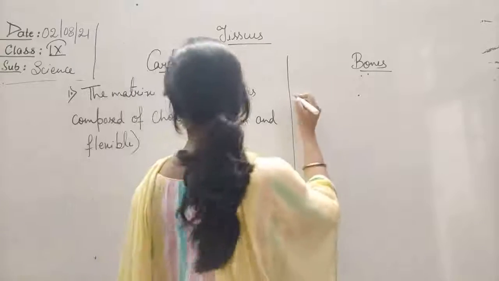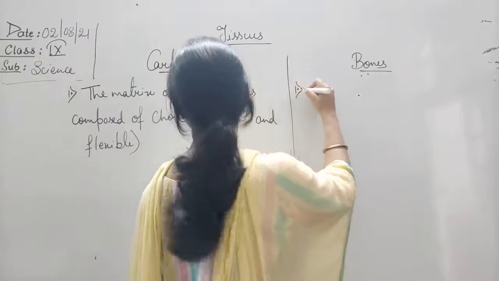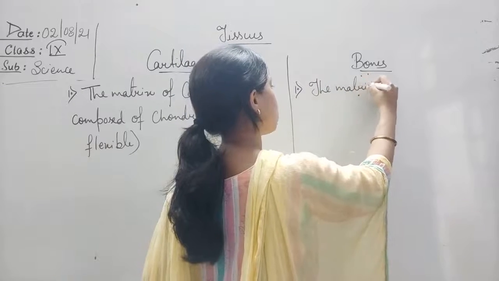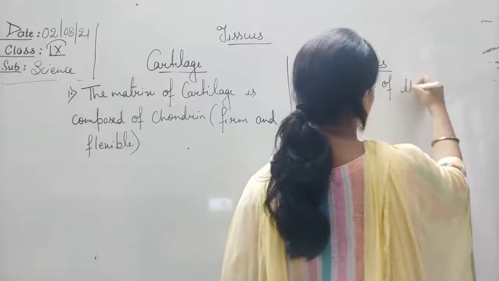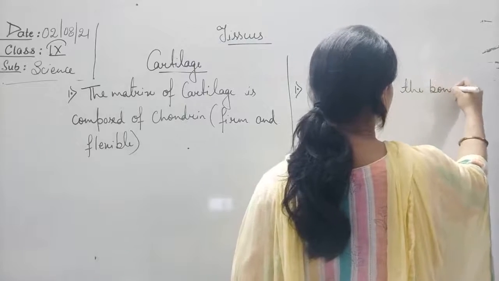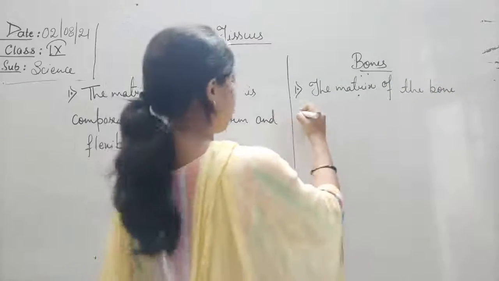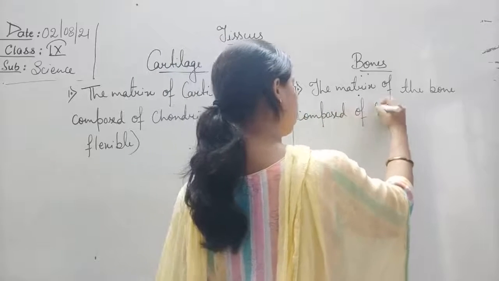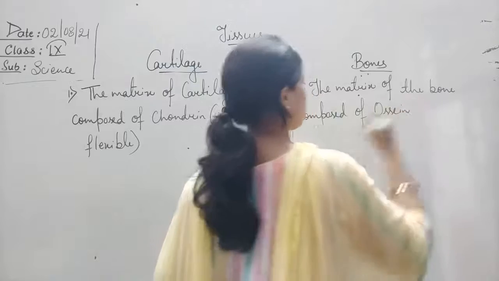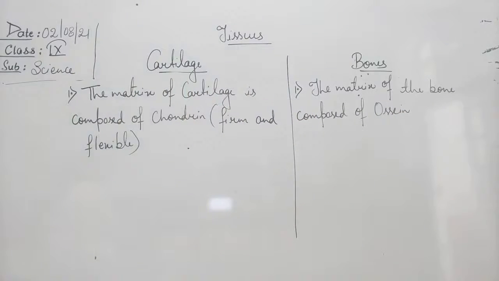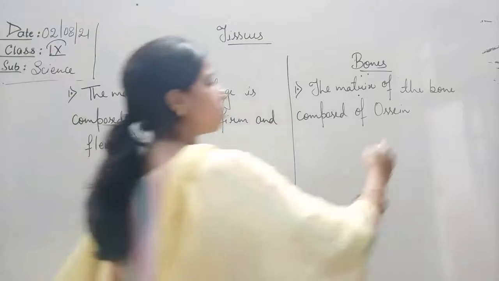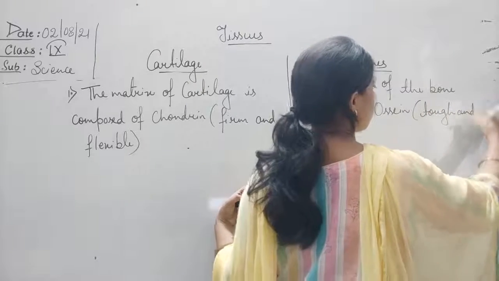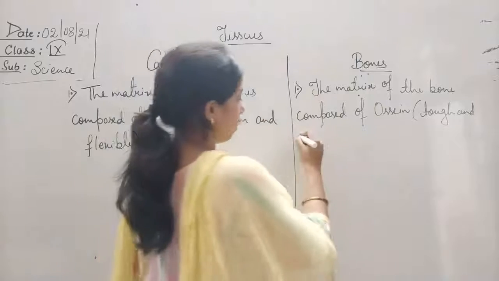While in case of a bone, students, the matrix of the bone is composed of ossein, which is really hard. This is tough and inflexible.